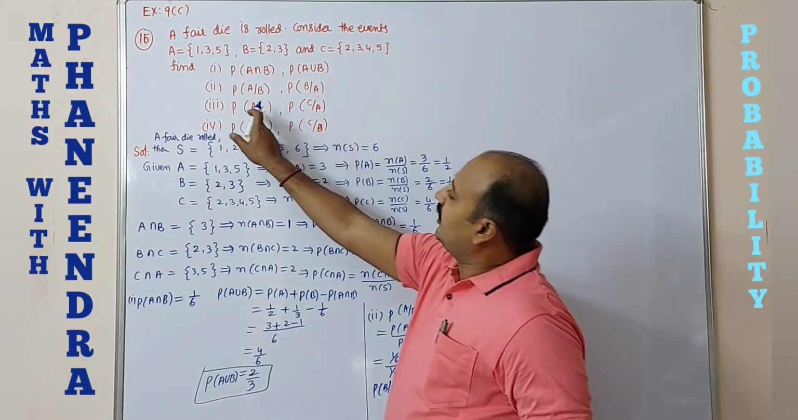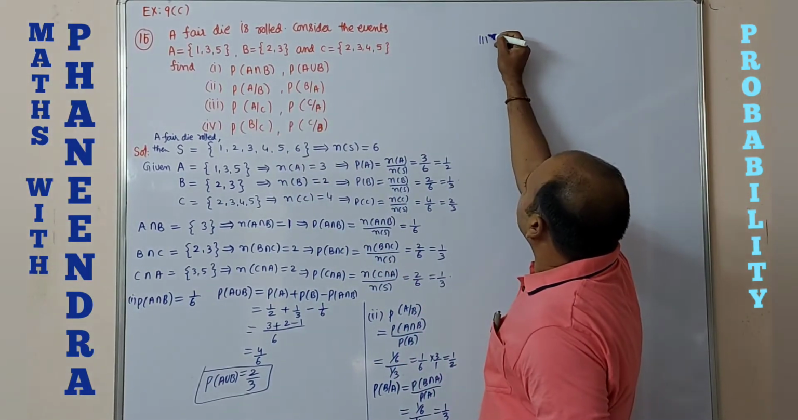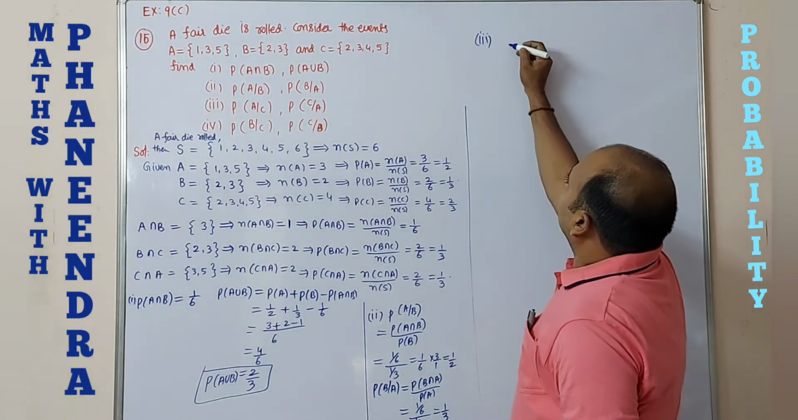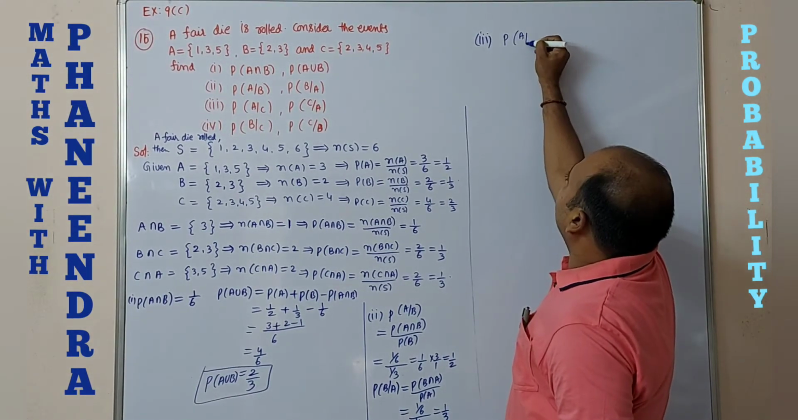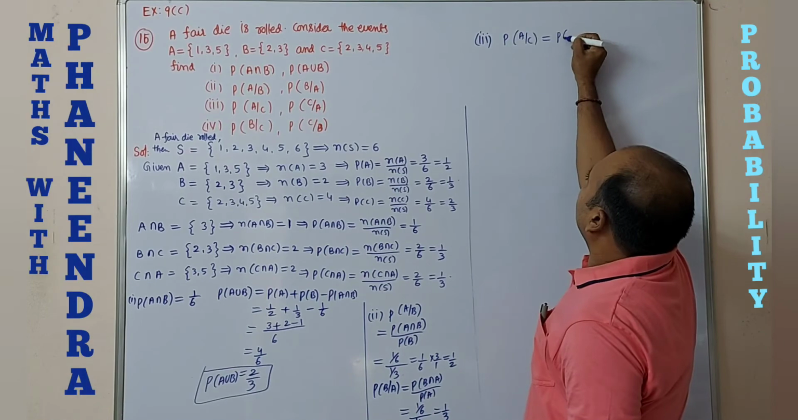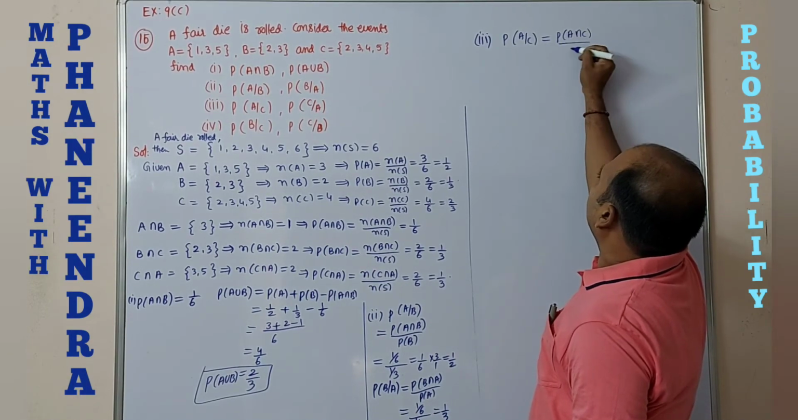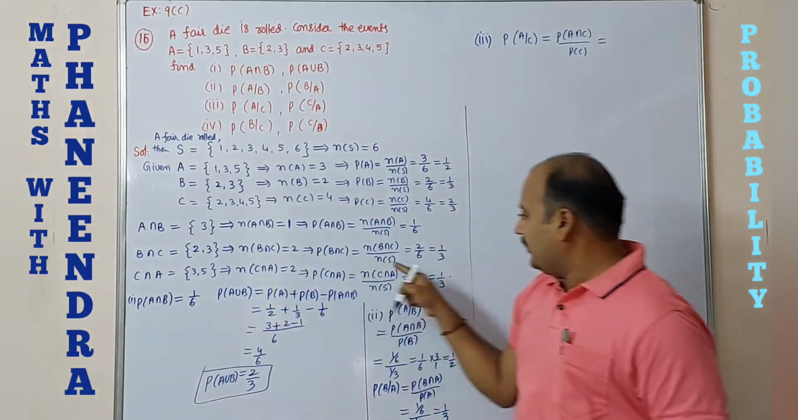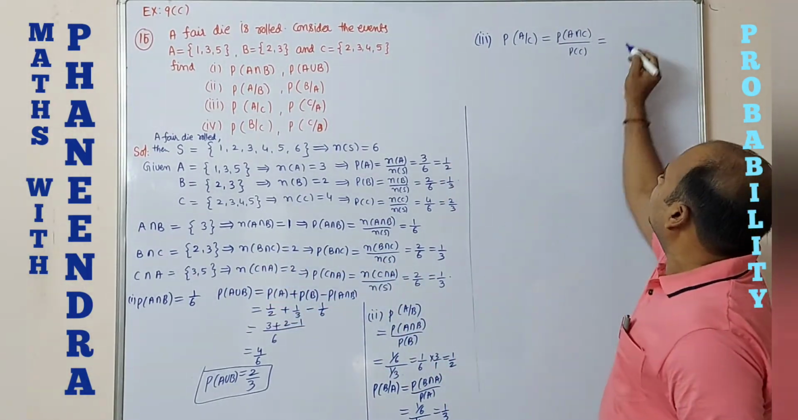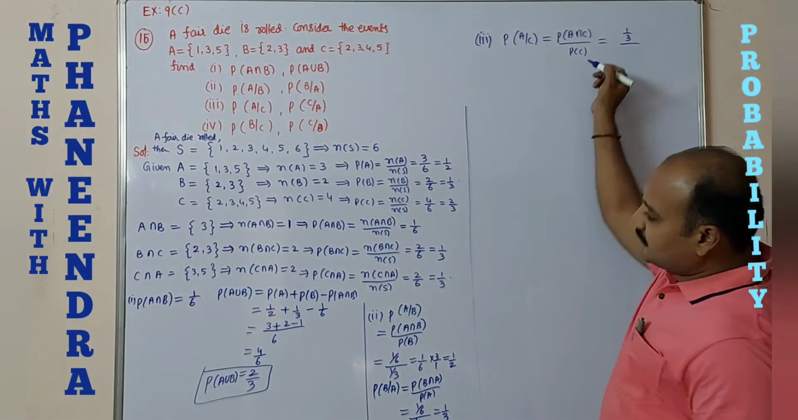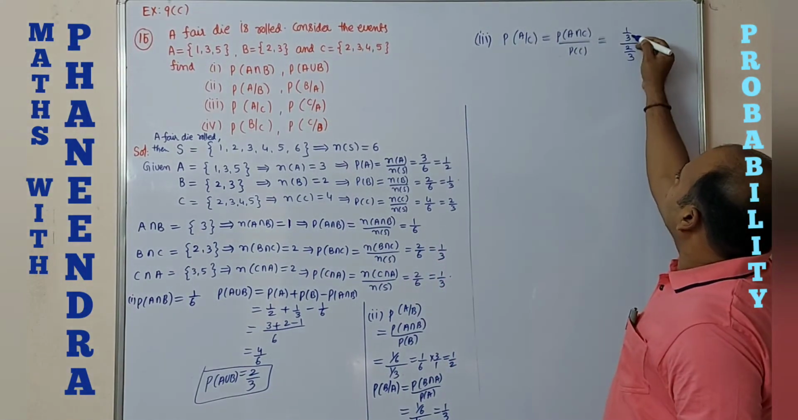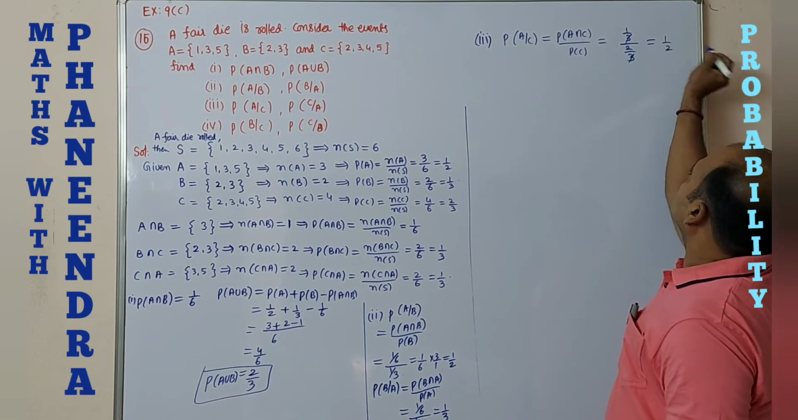Now A given C, third one. P of A given C is equal to P of A intersection C by P of C. P of A intersection C, we got it here. P of A intersection C is 1 by 3, by P of C. P of C is also 2 by 3. So 3 3 get cancelled, 1 by 2.